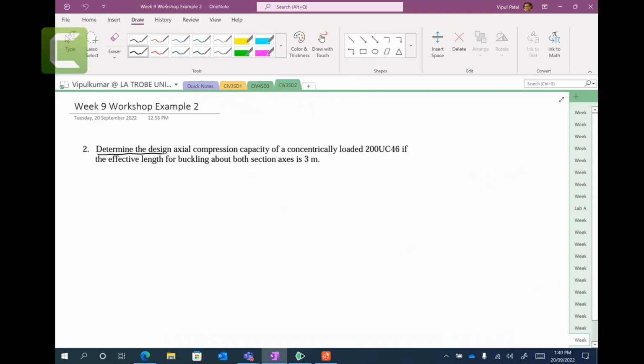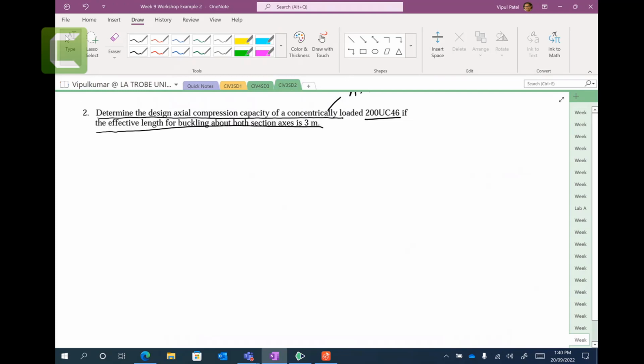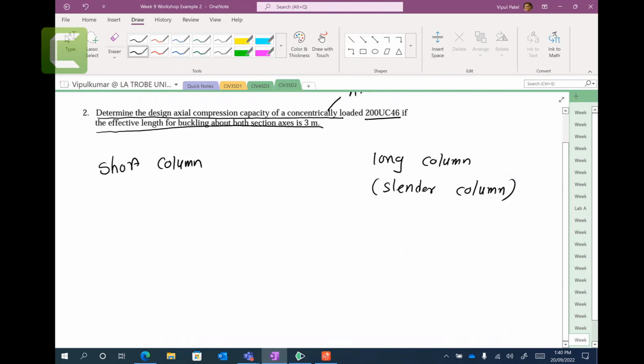All right. Determining the design axial compression capacity of a concentrically, meaning axially, loaded 200 UC 46, if the effective length of buckling about both axes is 3 meters. So we are talking about the member capacity, like the long columns. There are two kinds of columns: one is short columns and another one is long columns. Some books also refer to this as a slender column.